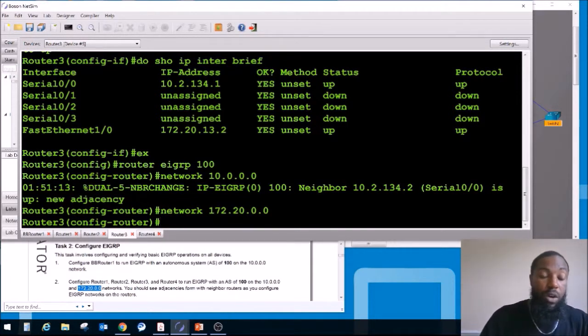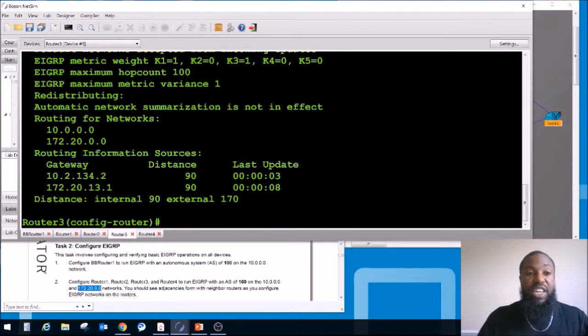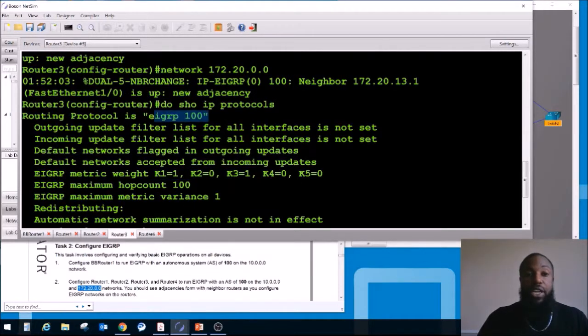But let's just pick one. We're going to pick router 3 and verify. Remember, we're going to do show ip protocols. And you can see now we're routing for both the 10 and the 172 network. We got a couple routing information sources this time, but this is on router 3 anyway. Distance again is 90. That's the administrative distance. And the last update was 3 seconds and 8 seconds there. Right. Default K values for EIGRP 100.